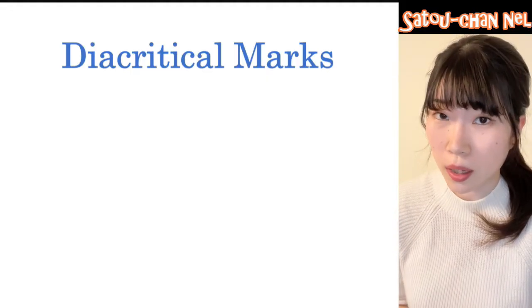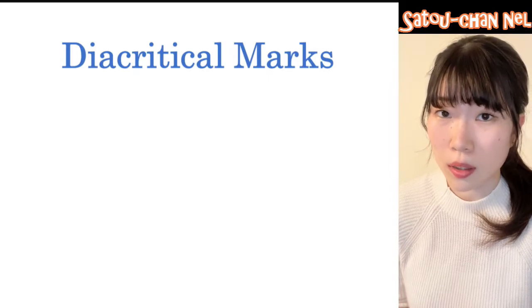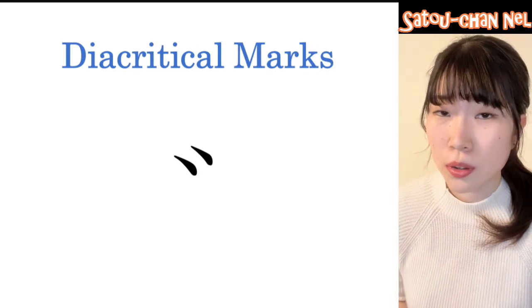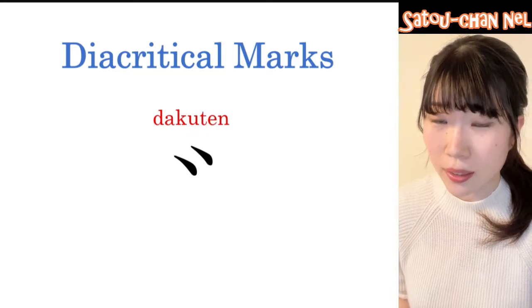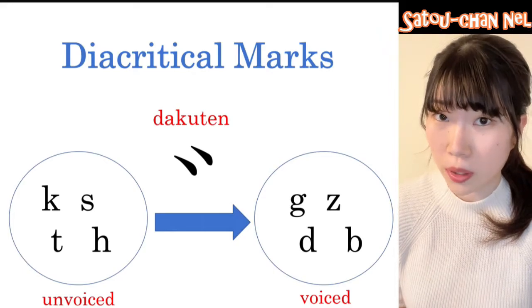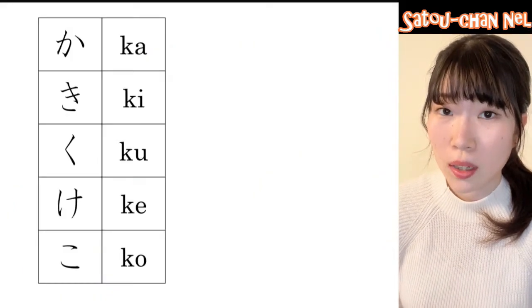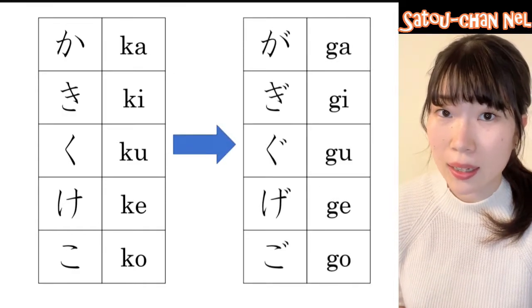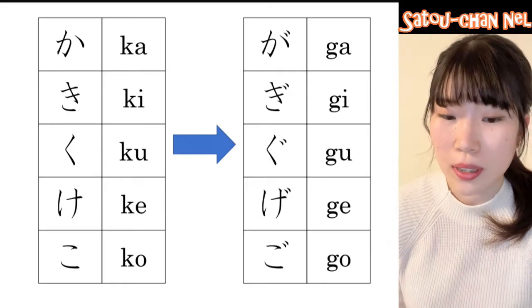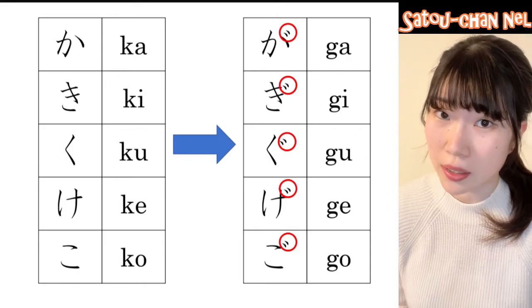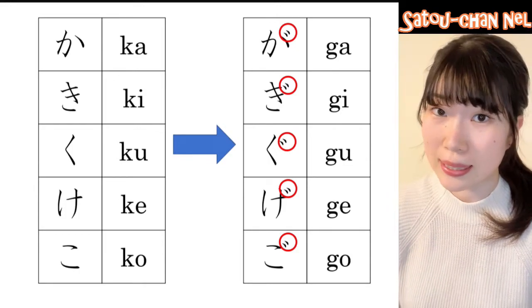First, let's talk about diacritical marks. When diacritical marks are added, the pronunciation is changed. This pair of short strokes is called 濁点. When this is added, the unvoiced consonants become voiced consonants. For example, かきくけこ from K line will be がぎぐげご with 濁点 marks. These marks, 濁点, change the pronunciation. K sound will be G sound.